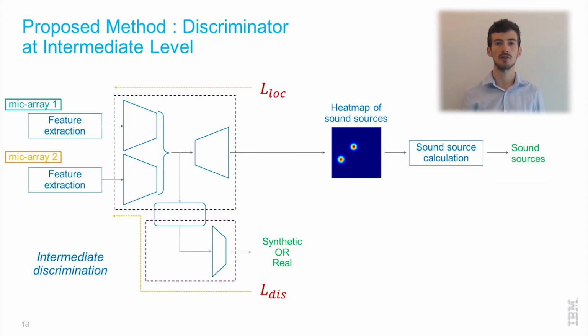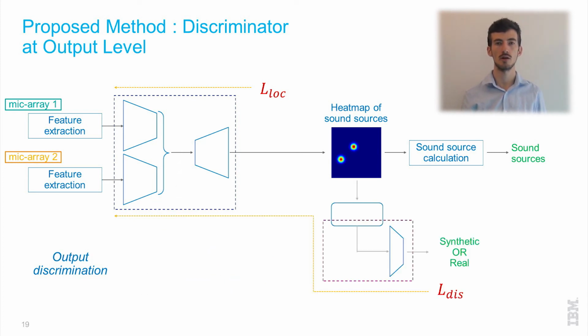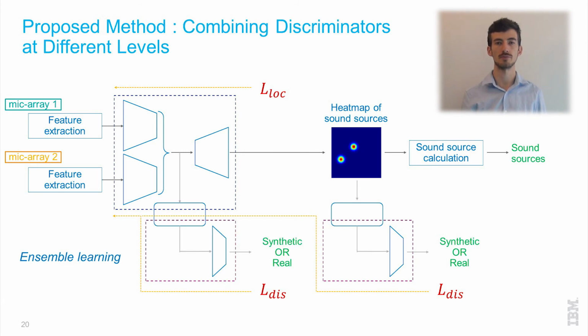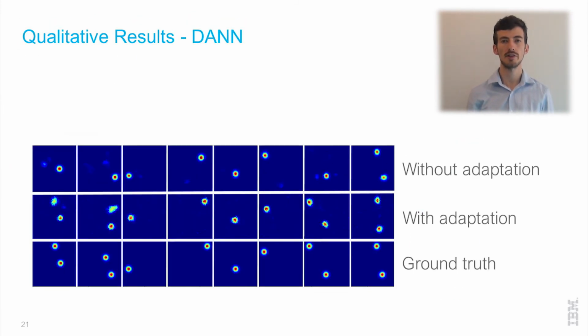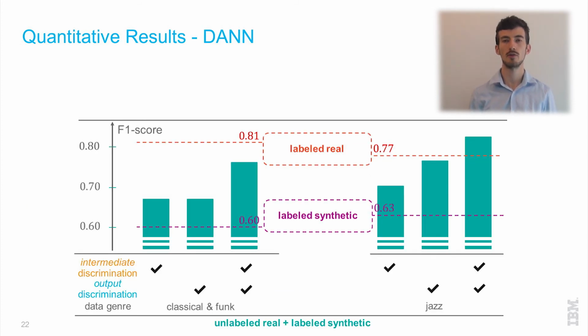This figure illustrates how this method can be applied in the case of sound source localization with either intermediate, output, or ensemble of discriminators. The ensemble learning approach resulted in the best performance by effectively closing the gap between intermediate features and heatmap outputs for both synthetic and real domains. Moreover, if we look at the numbers for two different datasets, we can see that we get a performance almost as good as if we had real labels, but our method only uses unlabeled real-world data.